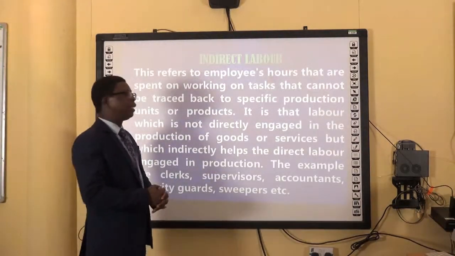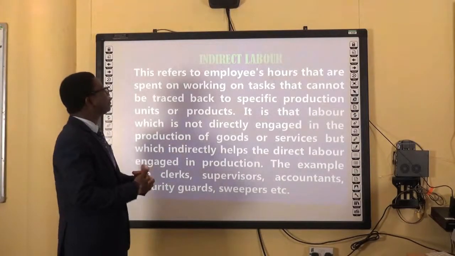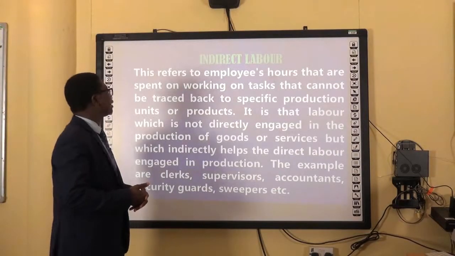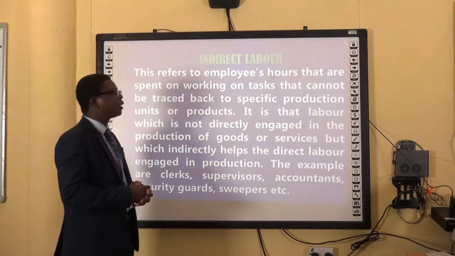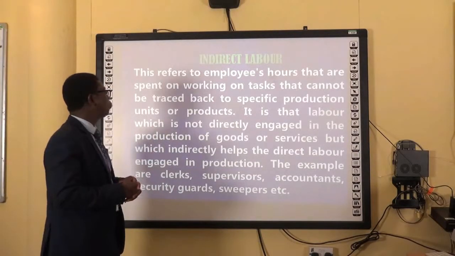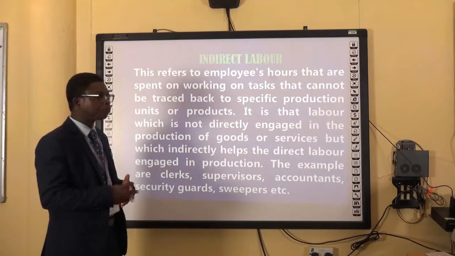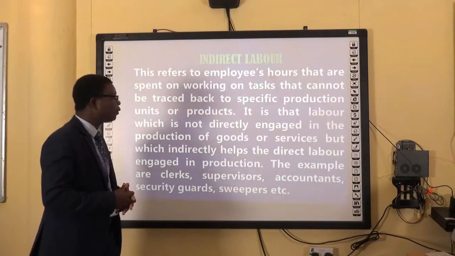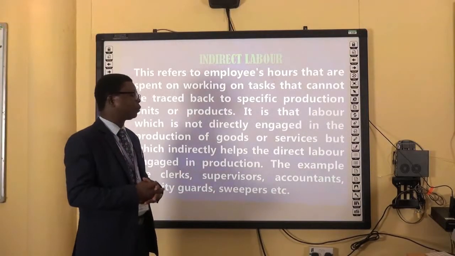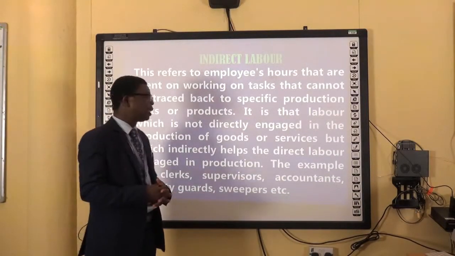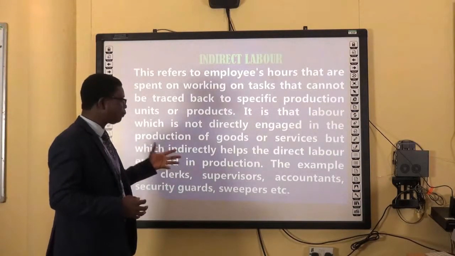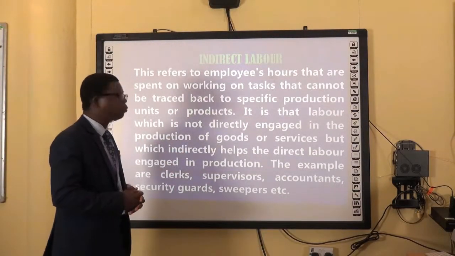Then, on the other hand, we have indirect labor. This refers to employees' hours that are spent on tasks that cannot be traced back to a specific production unit or product. It is that labor which is not directly engaged in the production of goods or services, but which indirectly helps the direct labor engage in production.